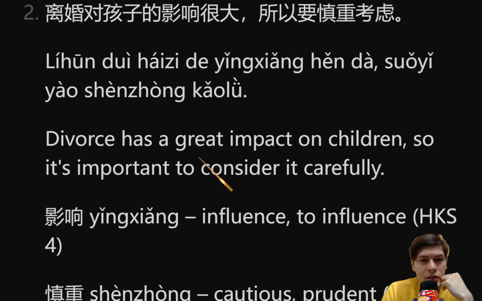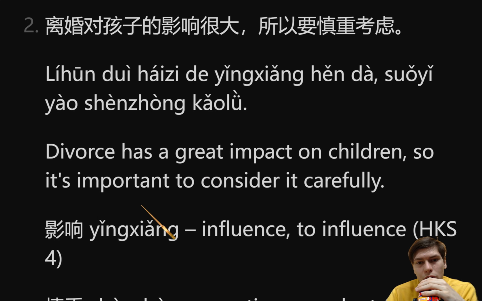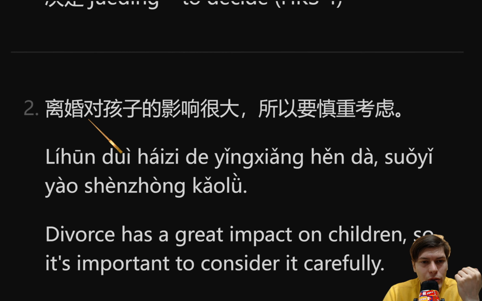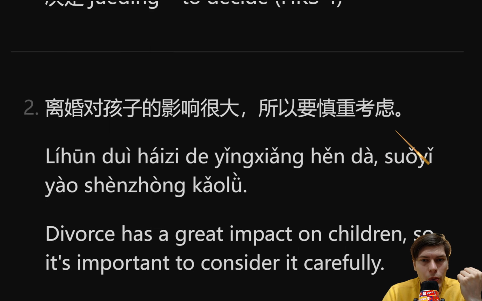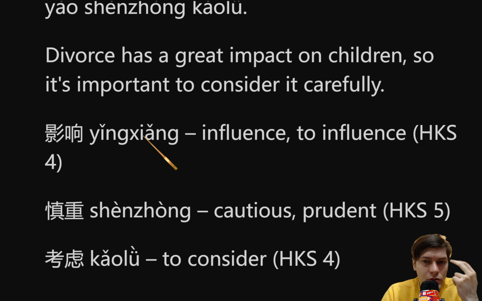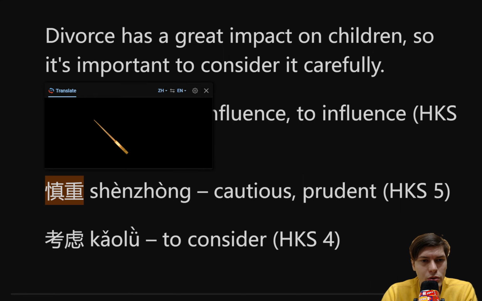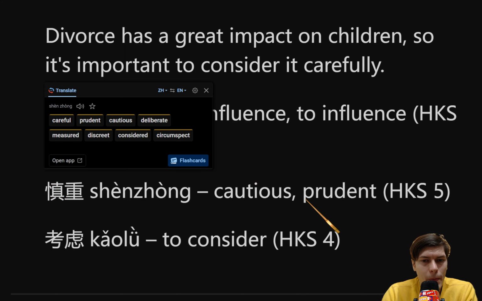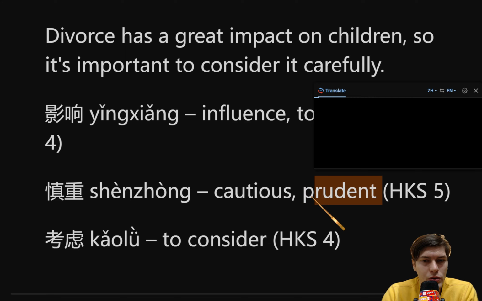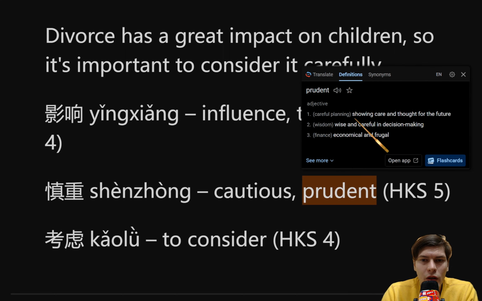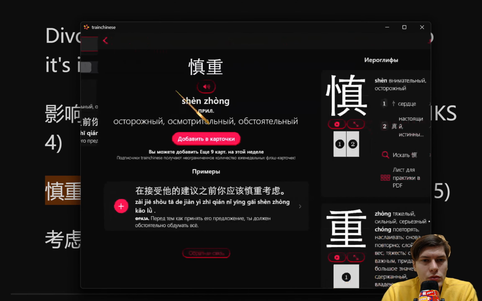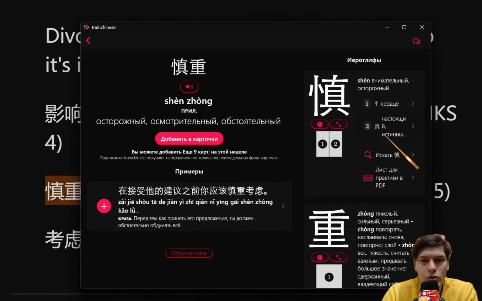And last one: divorce has a great impact on children, so it's important to consider it carefully. 离婚对孩子的影响很大，所以要慎重考虑。影响 influence, to influence. 慎重 cautious, prudent, careful, deliberate, measured, showing care of thought for the future, wise and careful decision making. 慎重 because 重 is stern, and 慎 is also caution.